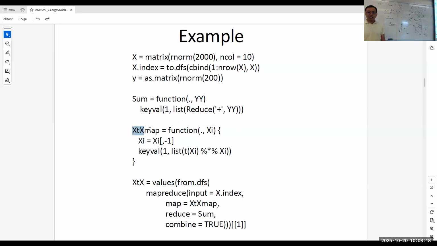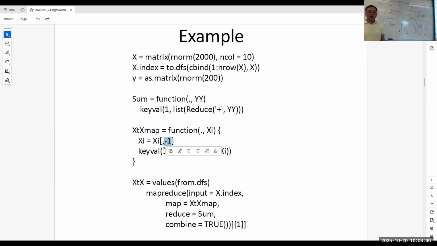So x transpose x, map. This is a map function. What it does here is I have a function, then I have an xi. What I'm doing with xi is removing the first column. This is different from Python. In Python, -1 means you get the last column, right?